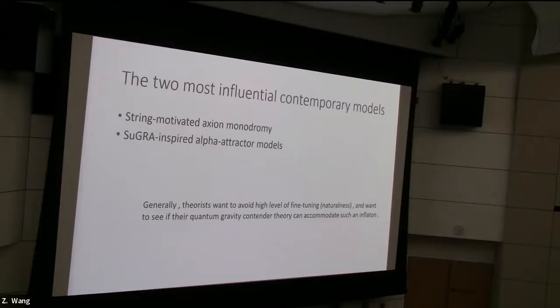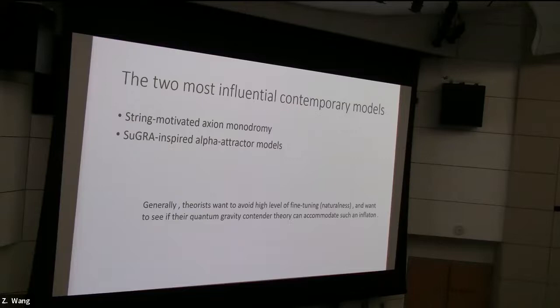So natural inflation, even before we ruled it out a few months ago, was falling out of favor because theorists couldn't quite produce that potential in the context of string theory and supergravity and whatever your favorite model of quantum gravity is. It was thought to be impossible to produce that sort of potential in string theory. So the two most influential contemporary inflation models were the string motivated axion monodromy model and also the SUGRA inspired alpha attractor models. And I'm saying this not because the advocates and proposers of these theories are my colleagues here in the Stanford Physics Department, but because they are truly influential.